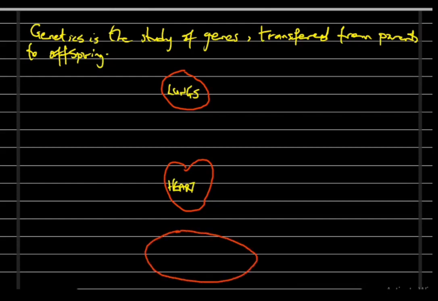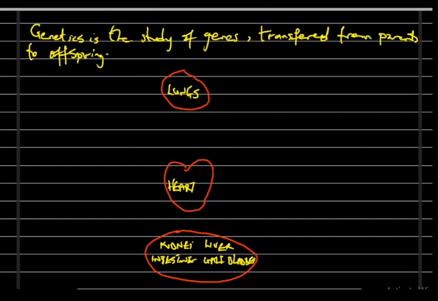Other organs of the body, let's make mention of a few. We have the kidney, the liver, the intestine, the gallbladder, and so many others. So we now want to look at the relationship between all of these.